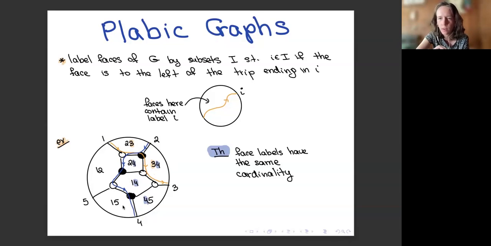Okay, makes sense? And now the miraculous thing is that after doing this, the face labels will all have the same cardinality. The sets will always have the same size. So these are all 2-subsets of 1 through 5. These all have size 2. Again, this is something really not obvious from this definition. So every face will be on the left of the same number of trips.